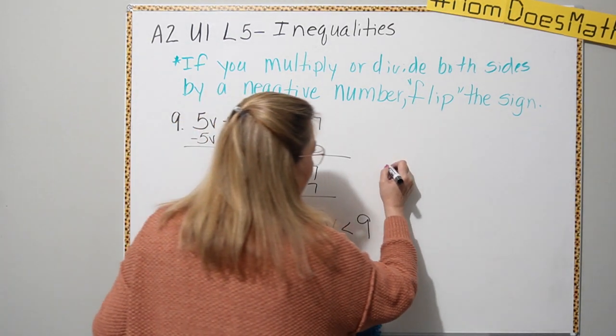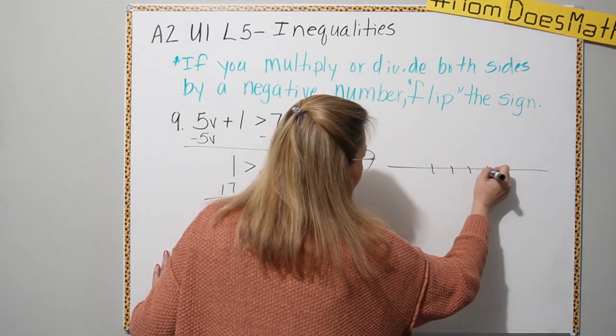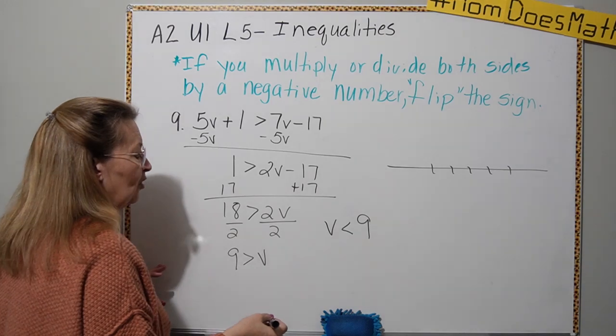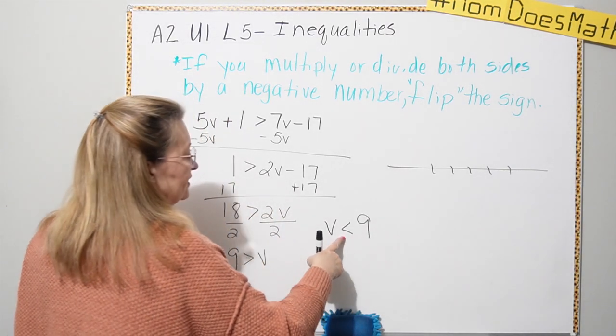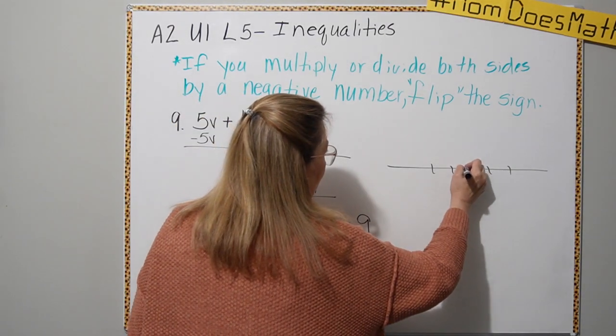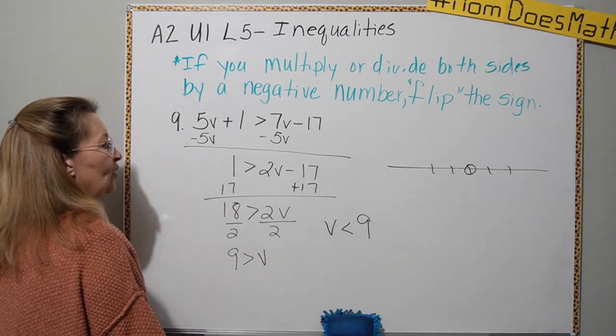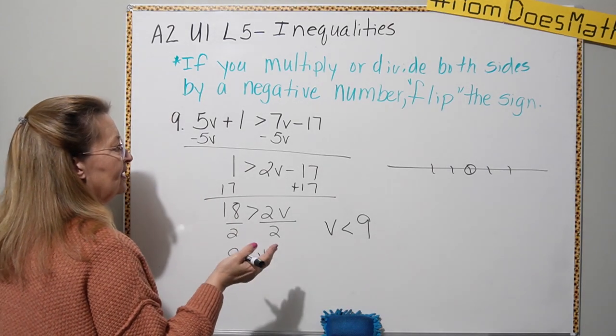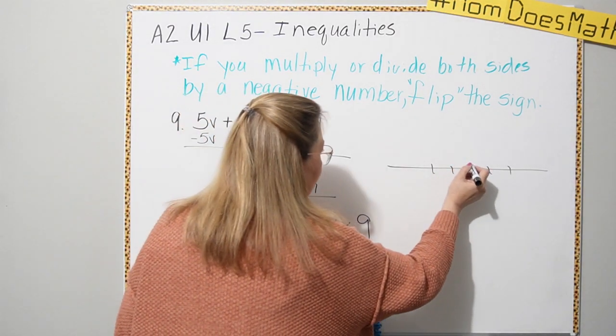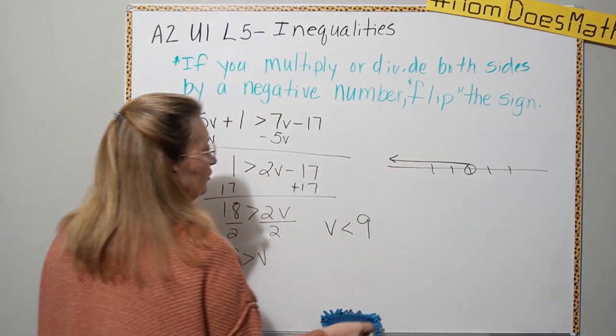All right, to graph it, your number line there doesn't have any numbers. It's just got hash marks, so just pick one. Since this is less than, it is going to have an open dot. Now, which direction do the numbers that are less than 9 go? They go to the left. So this is what your graph will look like.